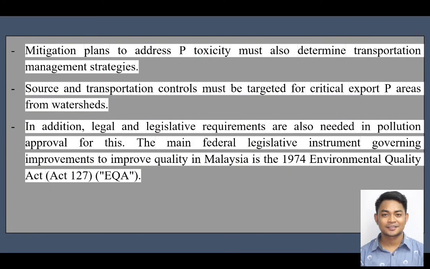And then mitigation plans to address P toxicity must also include transportation management strategies. Source and transportation control must be targeted at critical P export areas from watersheds. Lastly, in addition, legal and legislative requirements are also needed in pollution control for this. The main federal legislative instrument governing efforts to improve water quality in Malaysia is the 1974 Environmental Quality Act, or Act 127. That's all for me.